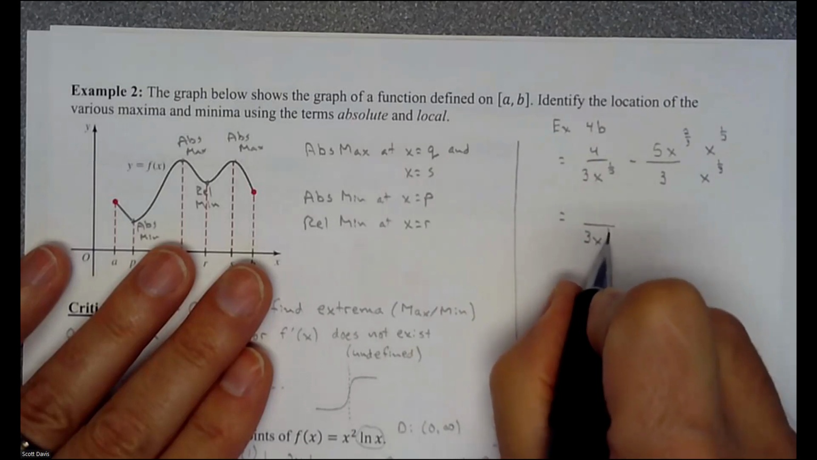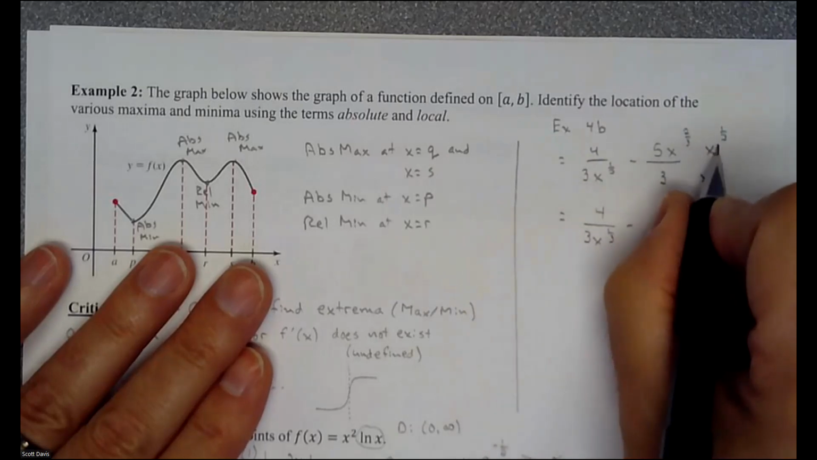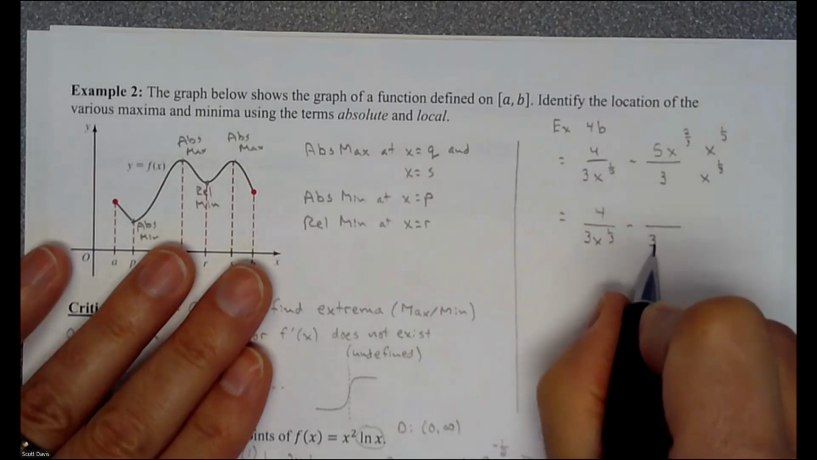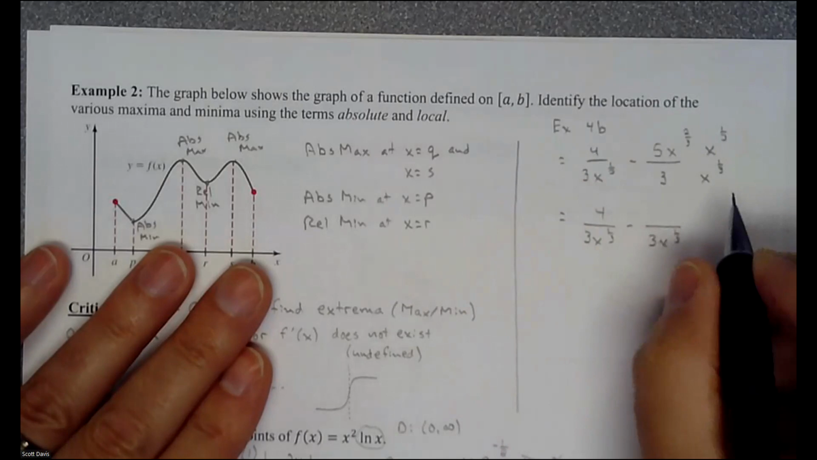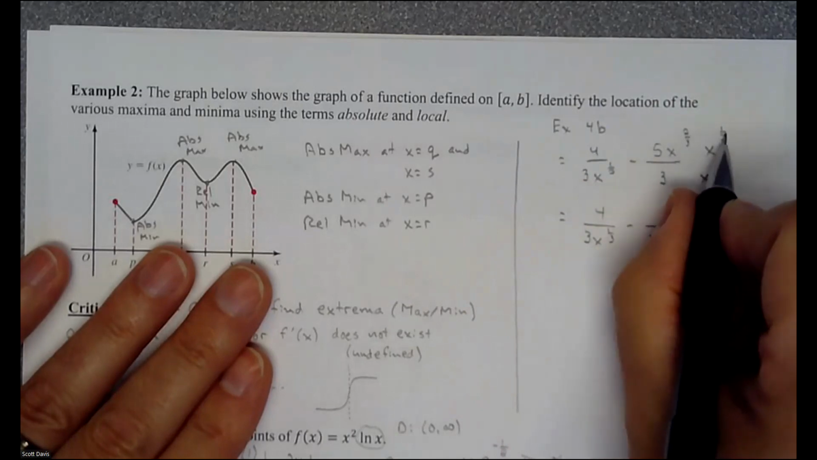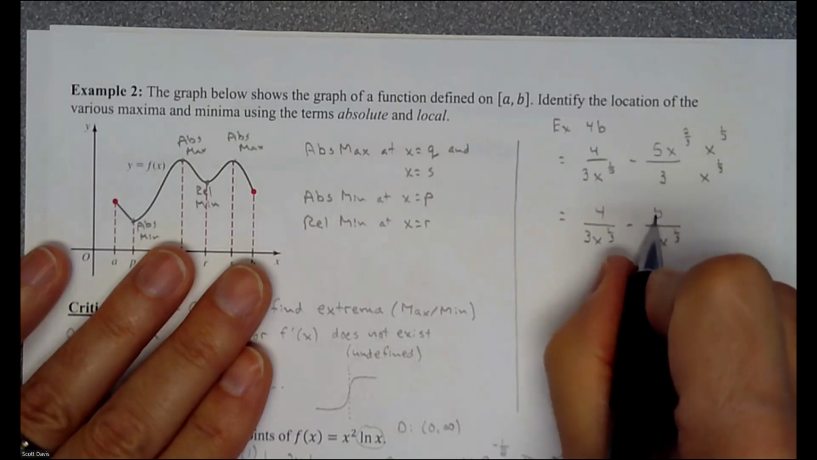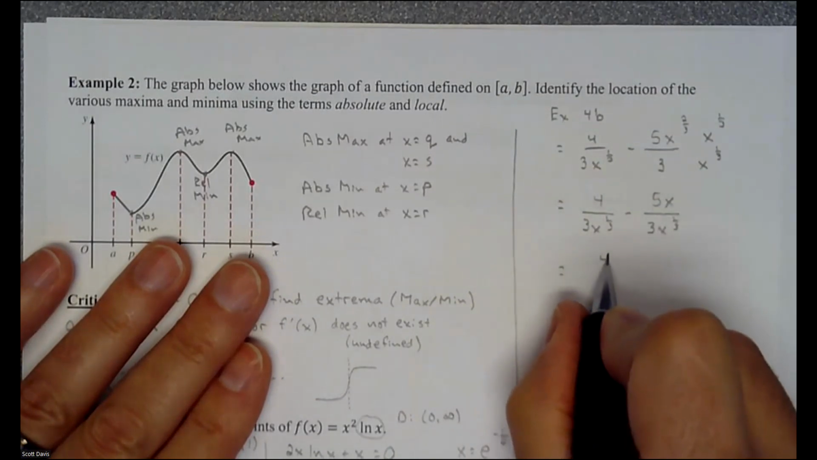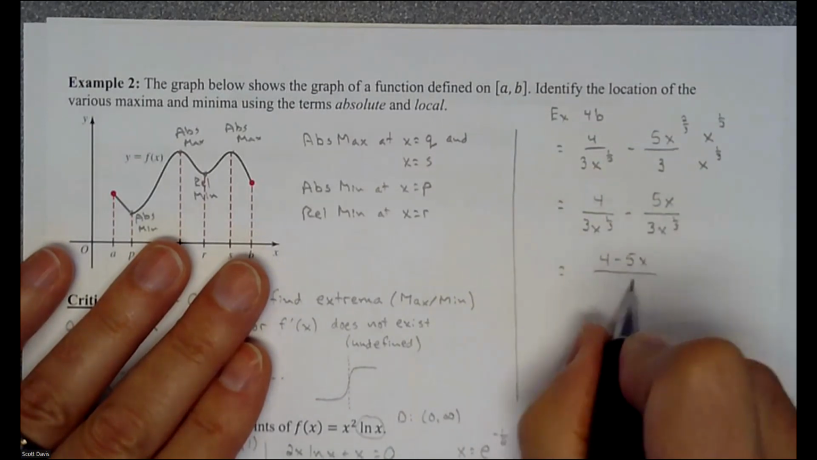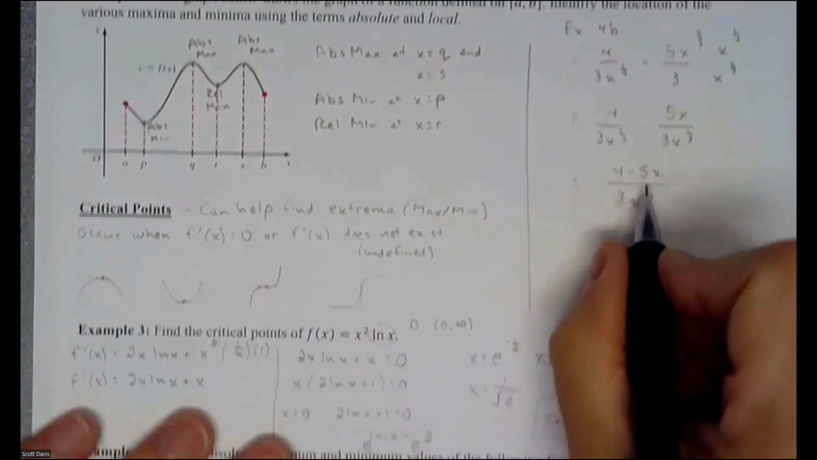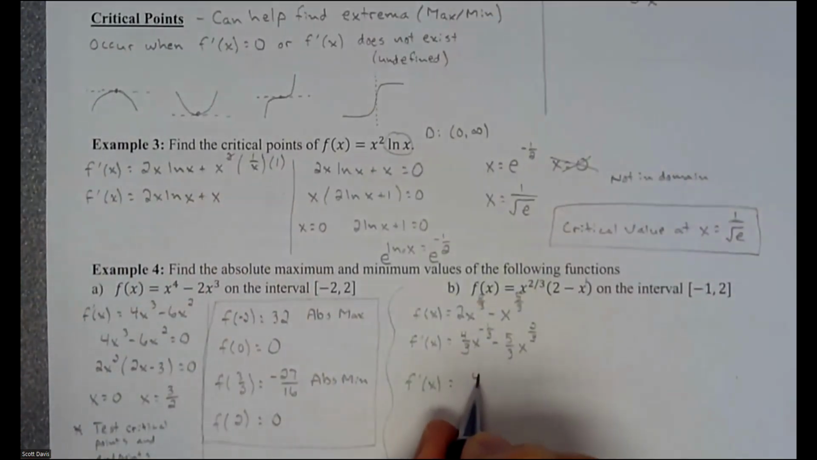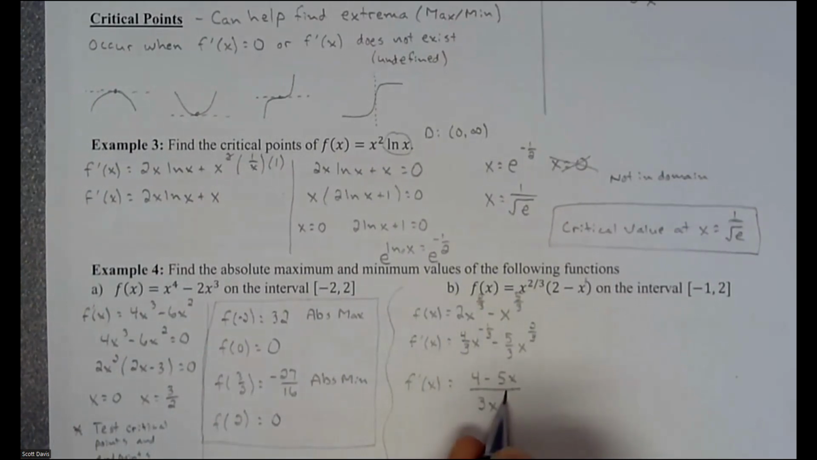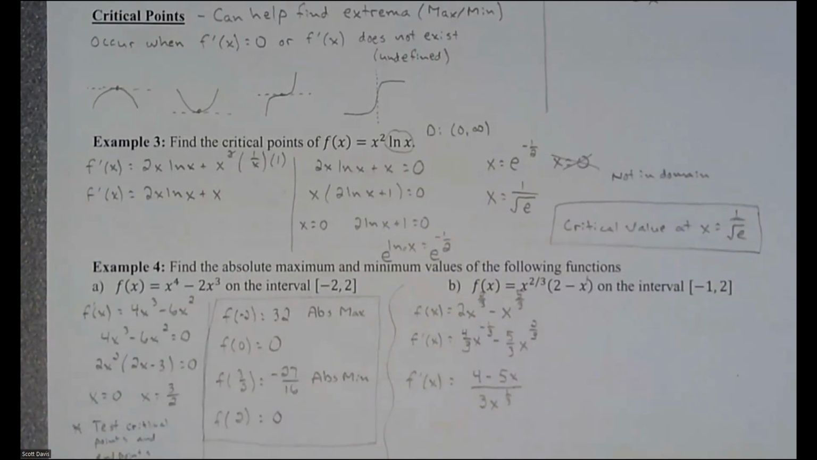not changing anything on this one. And then over here, I'm going to have a common denominator of 3x to the 1/3. And over here, we're going to add these exponents together. So 2/3 plus 1/3 is going to give me a 1. That actually cleans that up very nicely and just makes it a -5x, which allows me to pull this together: 4 minus 5x over my common denominator of 3x to the 1/3. All right, so that's back down to here. So 4 minus 5x over 3x to the 1/3. All right, so there's my derivative.